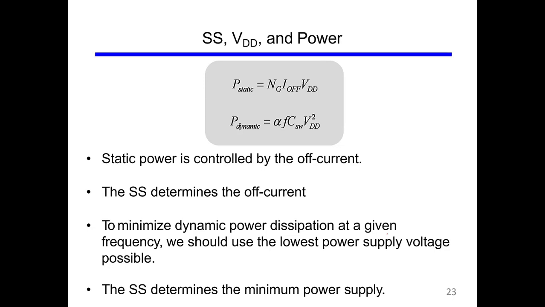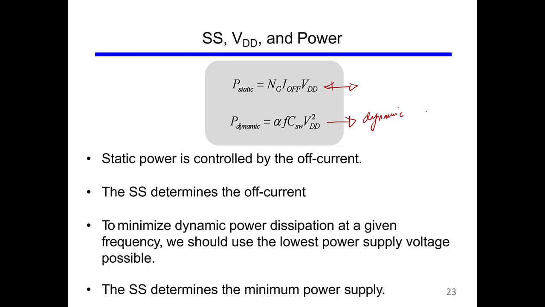So again, this is the same slide. We discussed this formula, the first one. This is the formula for the static power, and it is proportional to Ng, I off and the supply voltage. And this is the formula for dynamic power consumption, which we will discuss in greater detail in the upcoming chapters.